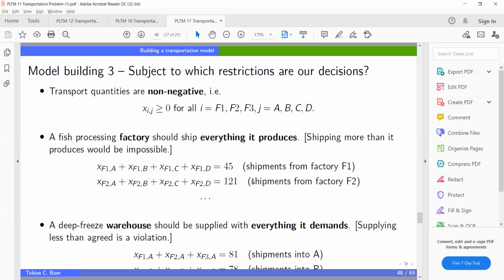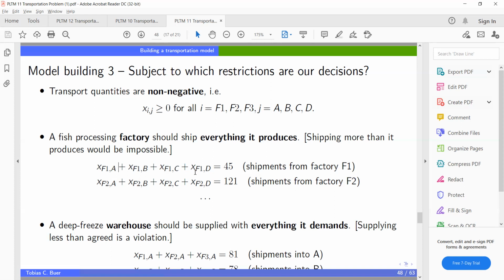Now, this equation describes the situation in factory F1, and we need to introduce the same equation for factory F2 and for factory F3. Now with these equations, we make sure that everything that is available at the factories will be delivered to our customers.